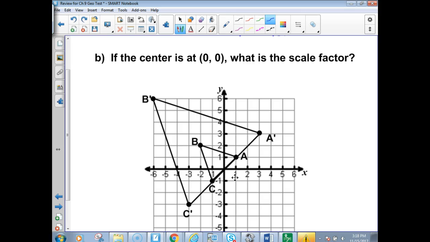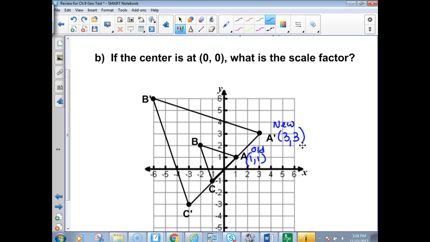It doesn't matter which pair of points you pick, but you want to look at A and compare it to A prime, or vice versa. So which one's the new figure? The one with the little slashes on it, the prime notation. So let's see where that is. It's at 3, 3. That's your new point, and your old point was at 1, 1. So he figured out, and he is correct, that the scale factor is 3.